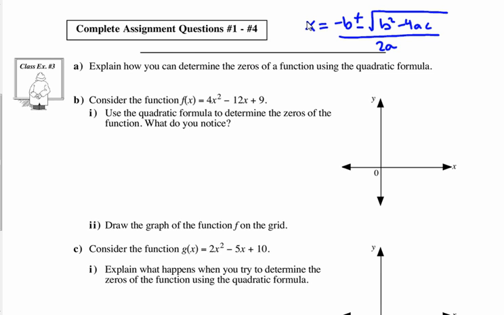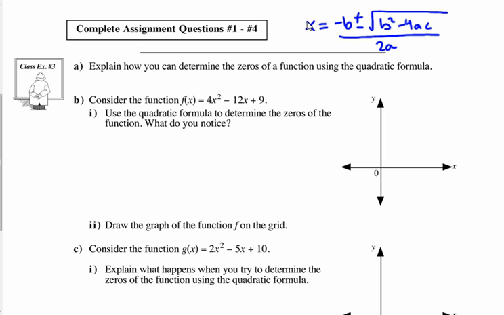Okay, so there's three possible ways that our quadratic formula can work out. And when do we use the quadratic formula? When what doesn't work? When we can't factor. So we can't algebraically solve it. So we use the quadratic formula when we can't factor.